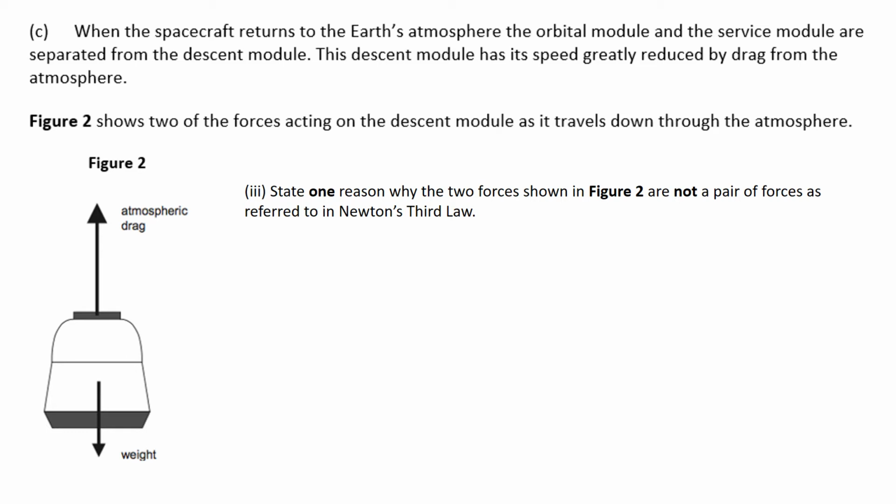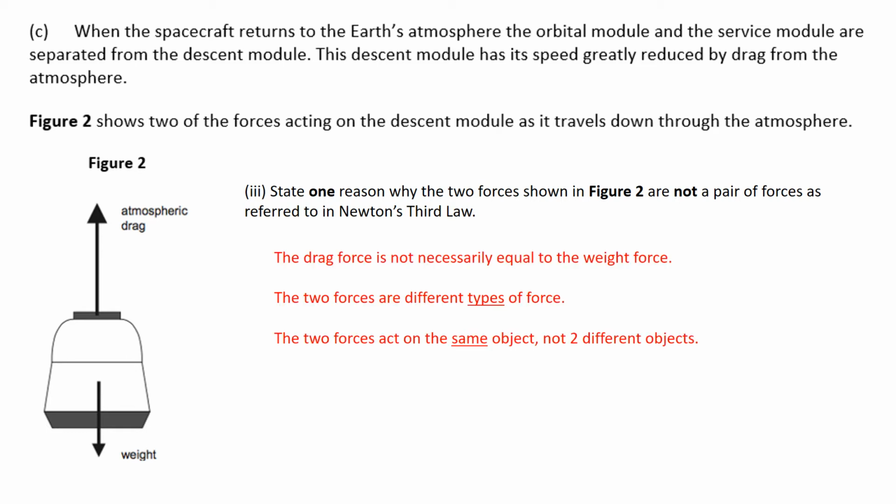And we've got the 2 forces shown on the diagram. So state one reason why the 2 forces shown in figure 2 are not a pair of forces as referred to in Newton's third law. So it asks for one, but I'm going to give you lots because there's quite a few different options we could go for. So first of all, they don't have to be equal to each other. If it's slowing down, atmospheric drag is going to be greater than the weight force, so it doesn't fit the equal magnitude criteria. They're different types of forces, so one's a drag force, one's a weight force.